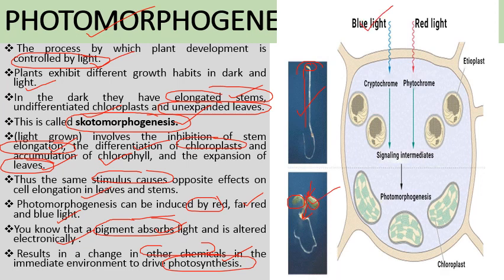So this is the blue light, this is red light. So blue light receptor in the cell is cryptochrome, while red light receptor is phytochrome. So these receptors help in differentiation of these chloroplast. These are the etioplast which are found in dark grown seedlings. When they come in contact with this light, they are differentiated into the chloroplast which are green in color. Then this process is known as photomorphogenesis.